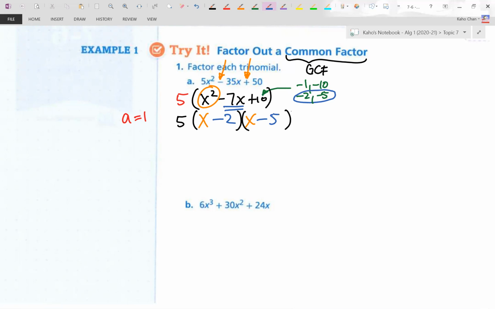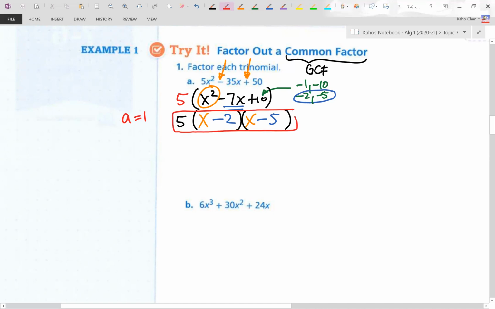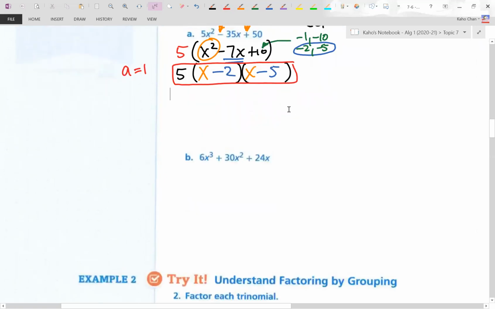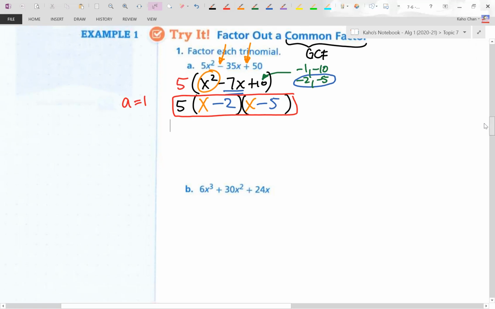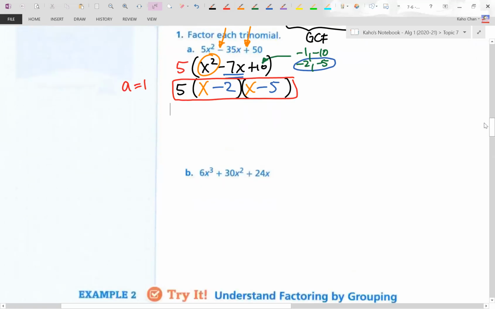So this is the type of skill I want you guys to start practicing. This is something that you will need for your future here in your math classes. Let's take a look at letter B here. Letter B is a little bit better than letter A, because not only do I have a number I can pull out, a GCF, notice that I have an extra x on the end too that I can take out.